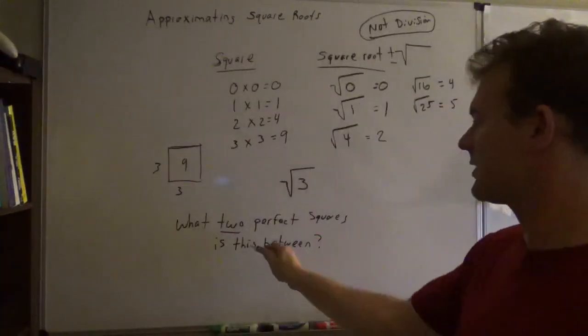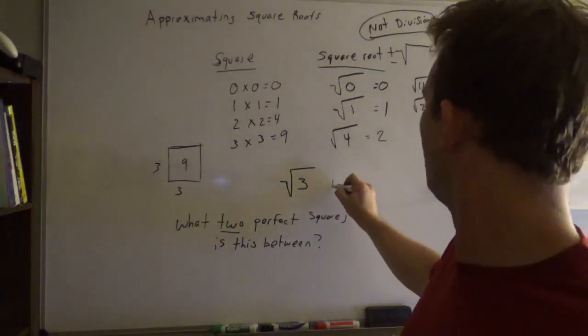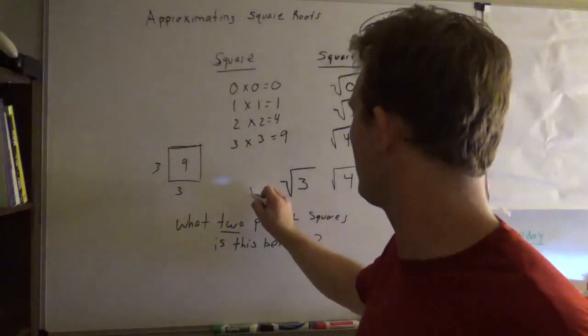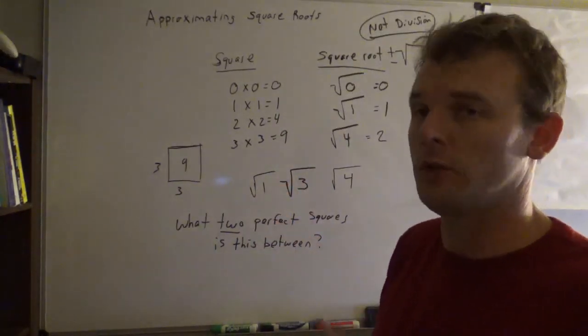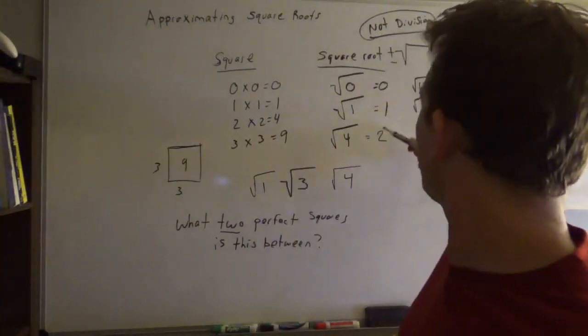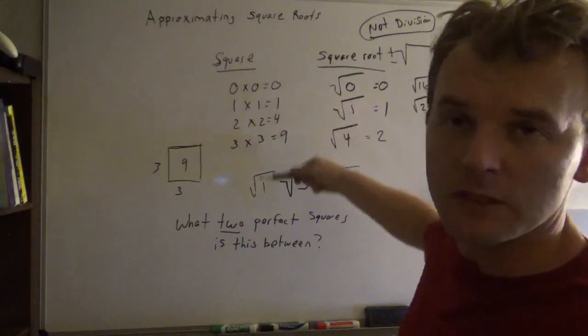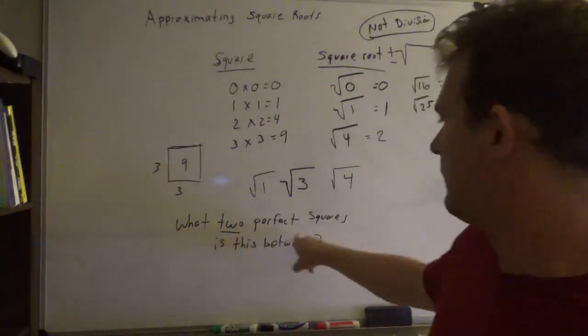So what two perfect squares is this between? Well, one of them's 4 and the other one is 1. Not 2. Two's not up there. Yeah, 2 is here, but it's not in one of our numbers. So now we can think about, okay, well, what two numbers?